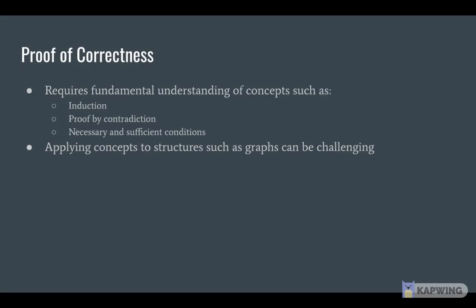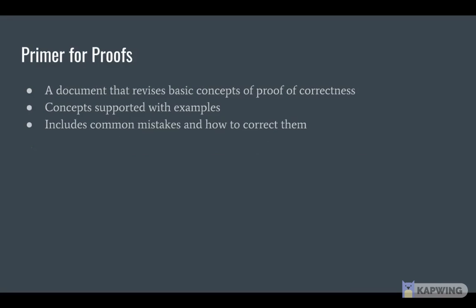We noticed this while grading assignments and midterms, and the teaching faculty thought that a primer or a refresher of these basics and how one can apply these to structures such as graphs can be useful. That's why we created a primer for proofs. This is a document that revises basic concepts of proof of correctness. Each concept is supported with examples. And in addition, we also include the common mistakes a student can make and how they can go about correcting these mistakes. Let's take a look at the document.